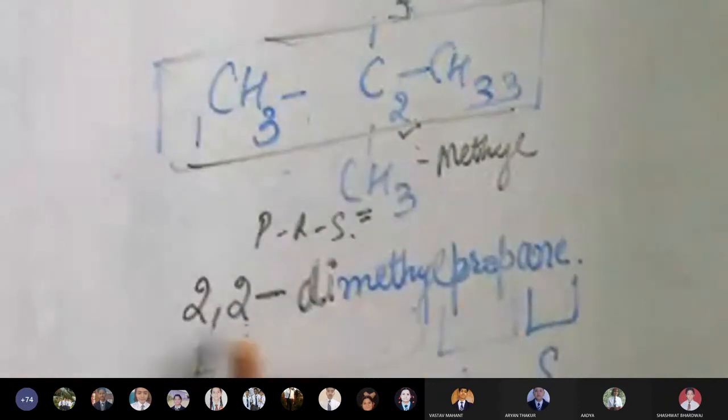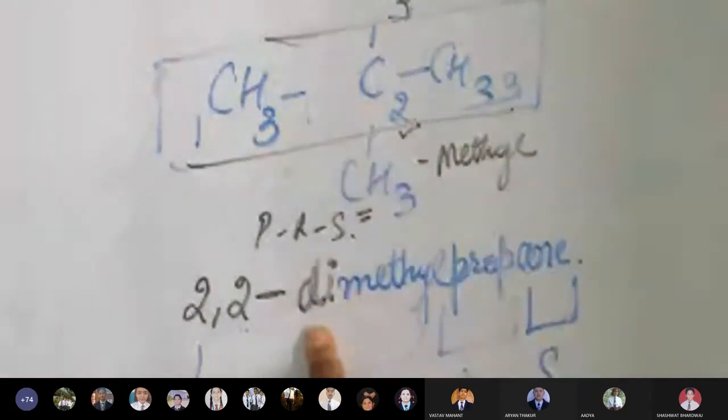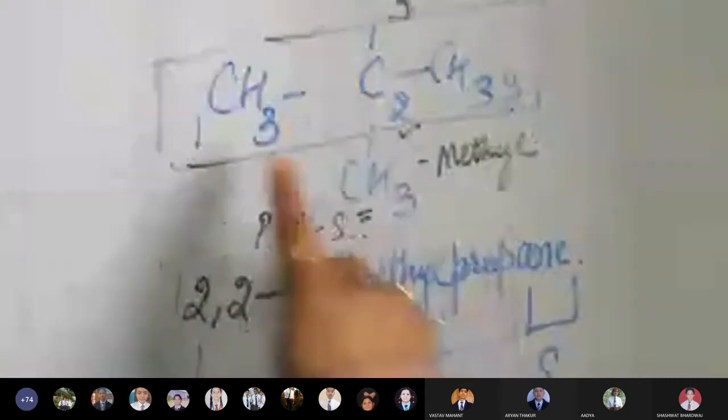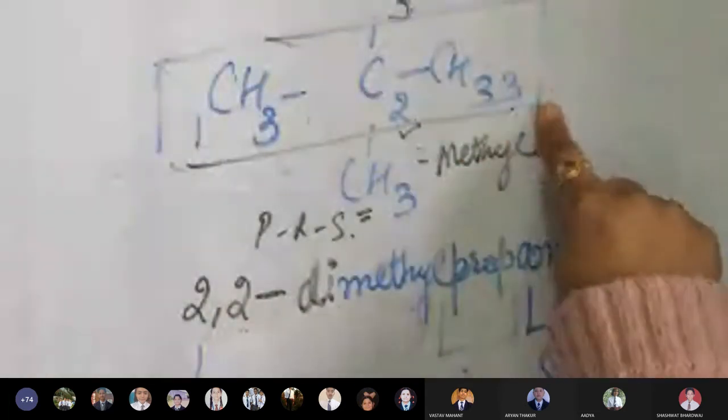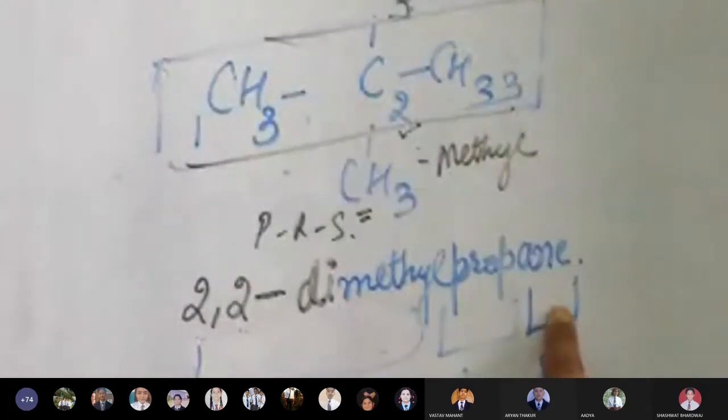So 2, 2 is the position of your extra groups. One group is at carbon number 2, and another is also at carbon number 2. Di means two groups are there and both are similar, so it is dimethyl. Prop, since the main chain contains carbon number 3, so the root word is prop. ANE, because all the bonding is single bond.